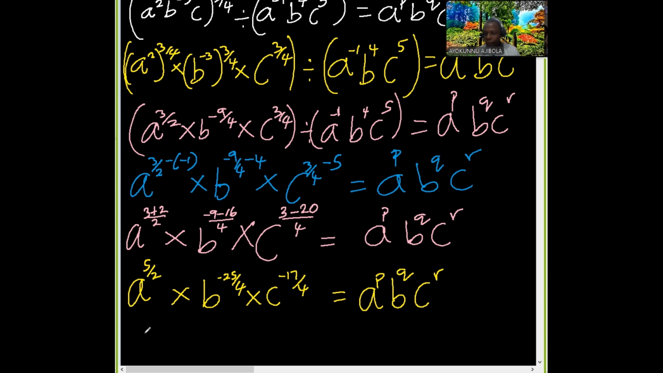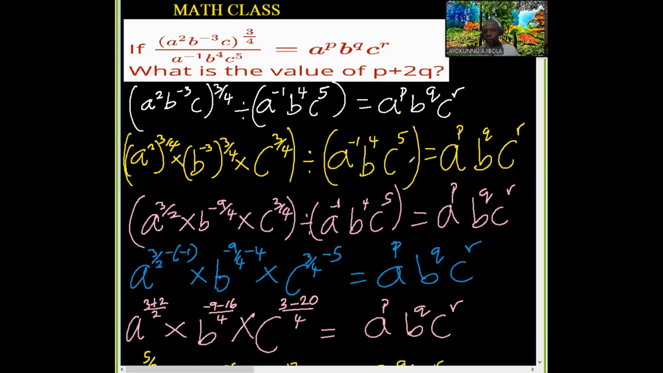Okay. So P equal to 5 over 2, right? Then Q equal to what? Minus 25 over 4, since those are the powers, because A is A, and B is B, and C is C. So the powers must be equal. Is that clear? So then what about C, R? Minus 17 over 4. So minus 17 over 4. Now we can go back to what they want us to do.